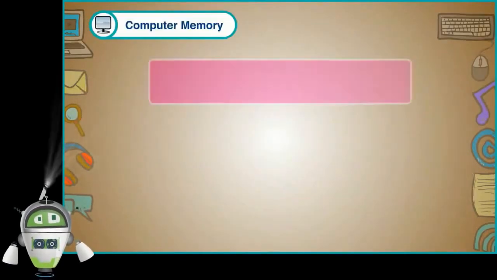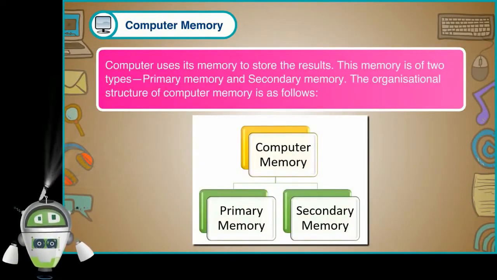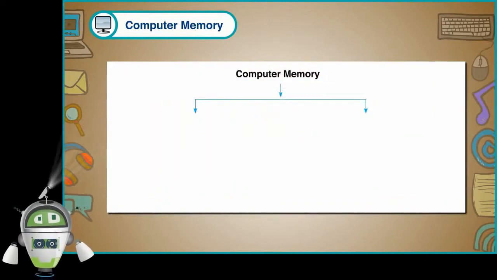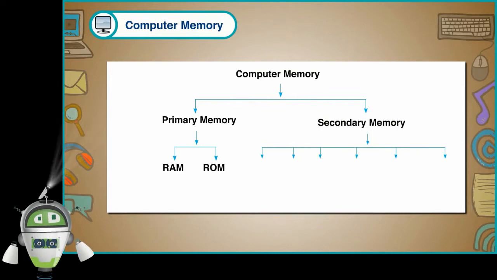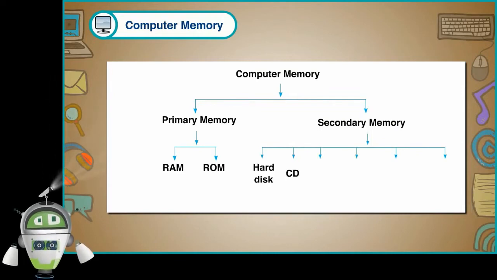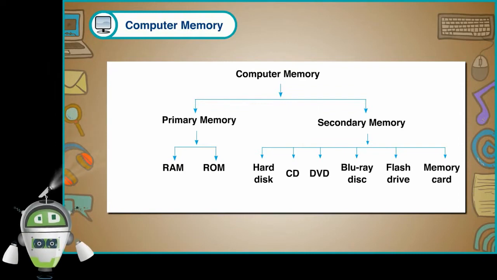Computer memory. Computer uses its memory to store the results. This memory is of two types, primary memory and secondary memory. The organizational structure of computer memory is as follows. Computer memory, primary memory, RAM, ROM, secondary memory, hard disk, CD, DVD, Blu-ray disc, flash drive, memory card.